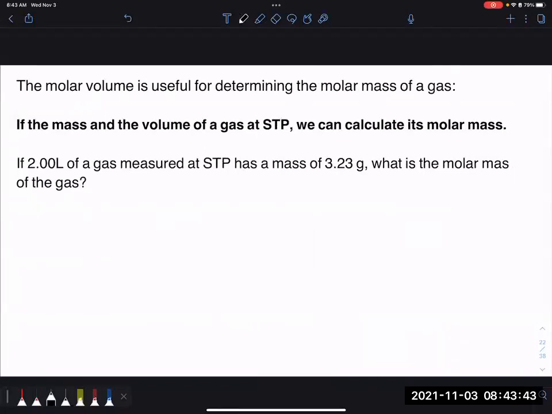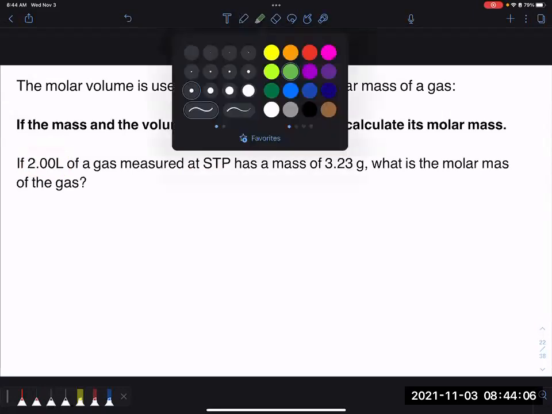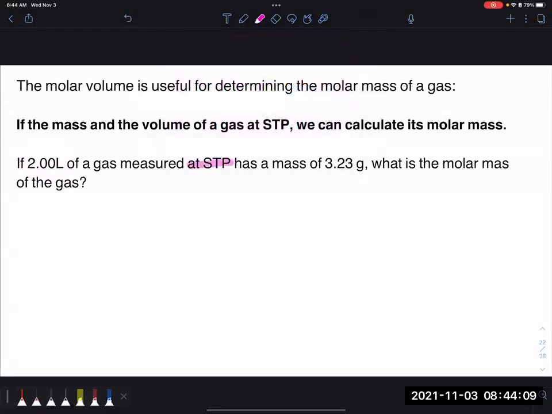So molar volume is super useful for determining the molar mass of a gas, because if we have the mass and the volume of a gas at STP, we can calculate its molar mass. So if we have 2 liters of a gas measured at STP, that's critical, and it has a mass of 3.23 grams, what is the molar mass of the gas? Just to recap, molar mass is in units of grams per mole.